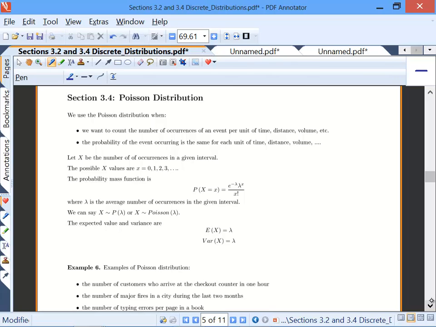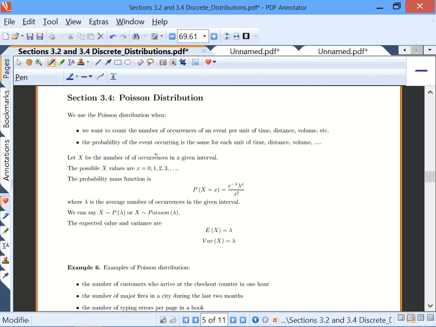Or if you have a building and you know the square feet, how many times does the bird hit that amount of square feet? Things like that. So it's a unit of time, distance, volume, etc. And the probability of the event occurring is the same for each unit of time, distance, or volume. So the number of times the bird hits the window should be the same each day, or each hour, etc., on average.